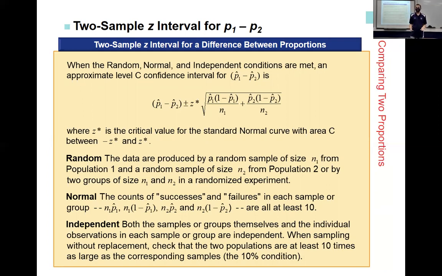You're going to go to your calculator and go to two proportion Z interval to get the values out of your calculator. And then step four, you're going to interpret. We are 95% confident that the actual difference in these proportions in the context of the problem is in between these two values. That's how this four-step process is going to work.